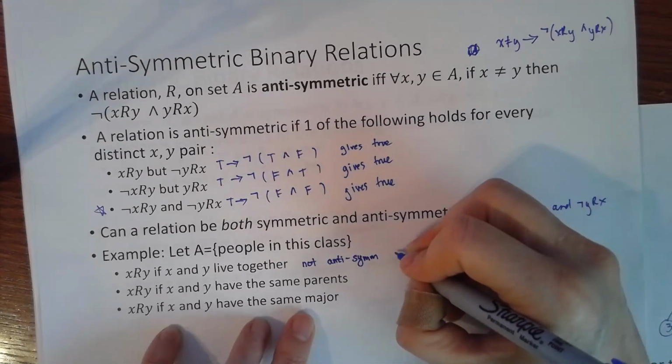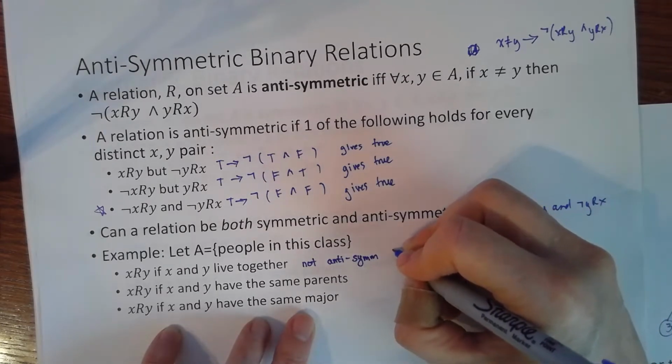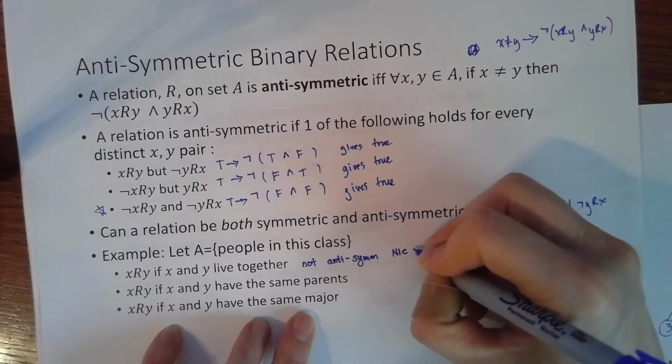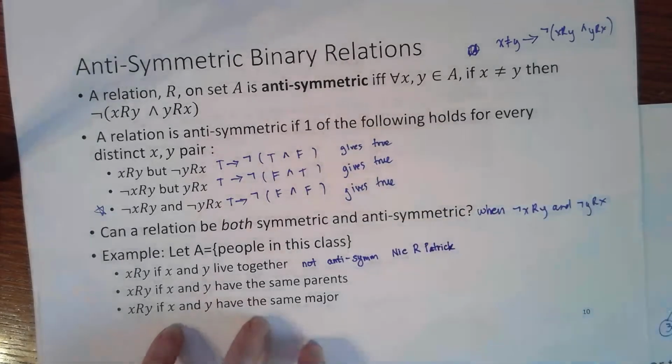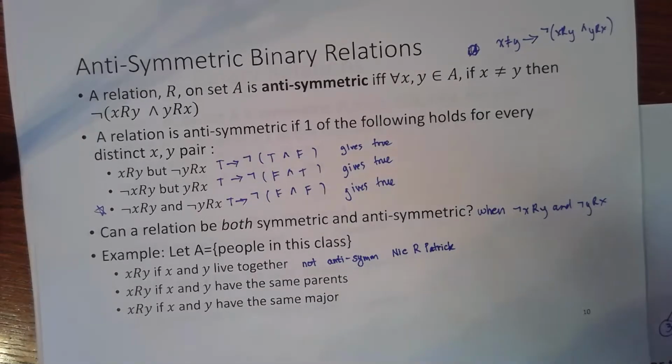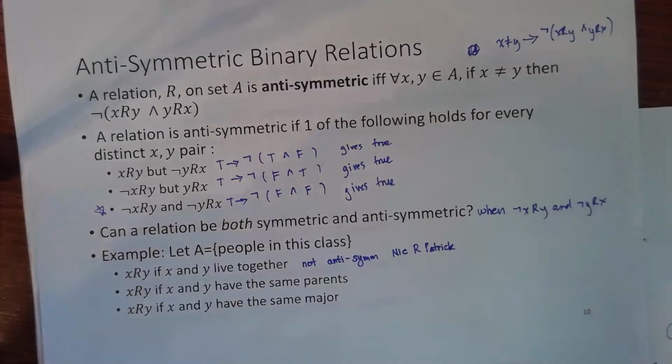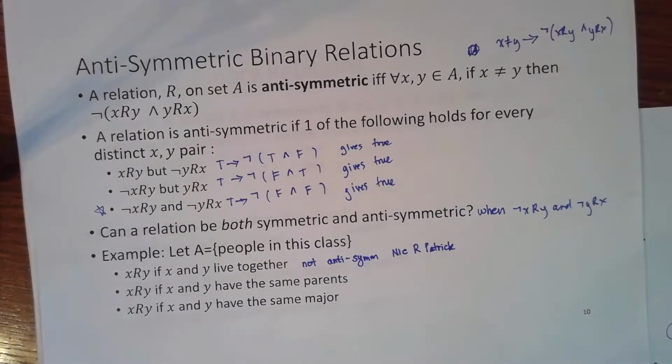Because I do believe that Nick and Patrick live together. If they don't, they can inform us, and then we would have an anti-symmetric situation. Nick and Patrick seem to ruin all of our examples here. Not ruin, but you know what I'm saying.